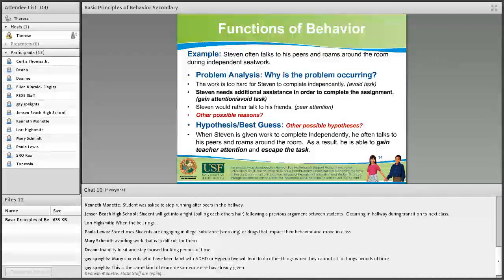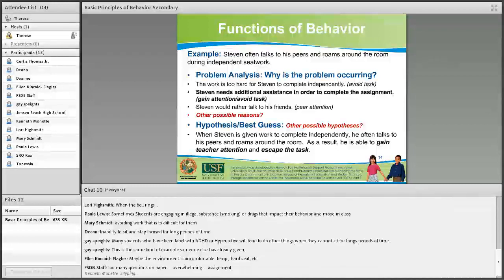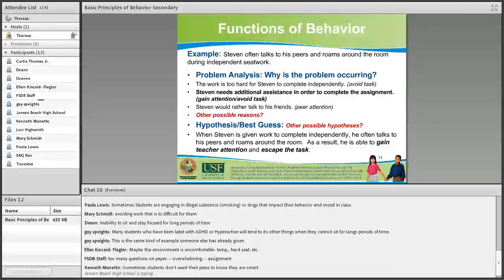So Gay is saying many students who have been labeled with ADHD or ADD will tend to do other things when they can't sit. Absolutely. And Gay, you identified that's exactly what Deanne was saying. So there's a sensory thing where at some point it becomes very hard to sit and focus and continue doing one type of thing. So they're escaping that sensory experience that they feel when you're placing demands on them that they're not able to meet.